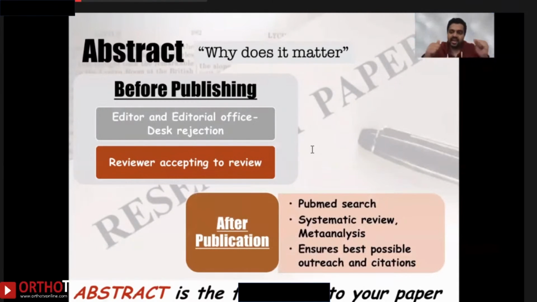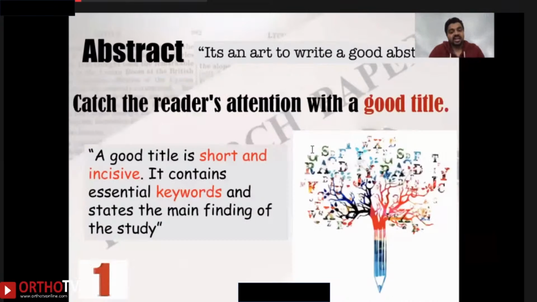After publishing, again, it's important, because a good abstract will tell the success of your paper. With a good abstract and a title, the visibility in a PubMed search will improve, so that people can include it in systematic reviews and meta-analyses, and it ensures the best possible outreach and citation. It's an art, actually, to write a good abstract. And more important is to catch the reader's attention with a good title.